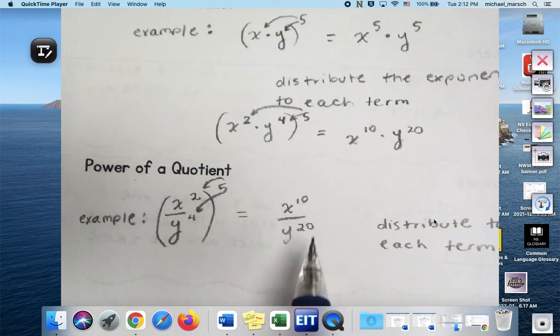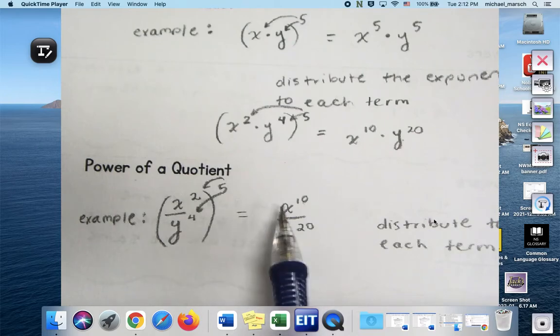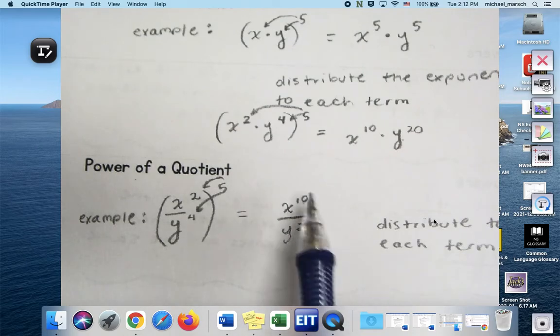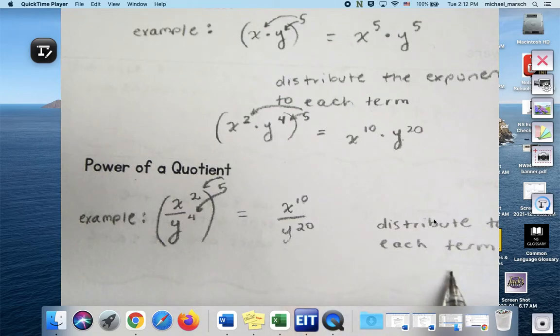I can't do 10 minus 20 or simplify this any further because these don't have the same bases, right? If this was x to the 10th over x to the 20th, then I could subtract those and get x to the negative 10 and then rewrite it as 1 over x to the 10th. But I can't because this x and y are different values.